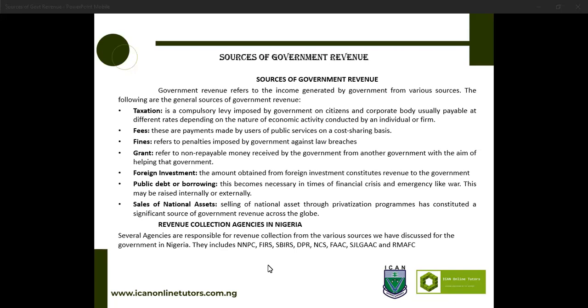We have the FAAC. These are committees that are saddled with the responsibility of allocating general income to the three tiers of government. They are the Federation Accounts Allocation Committee. We have the SJLGAAC, State Joint Local Government Account Allocation Committee, and we have the RMAFC, the Revenue Mobilisation and Fiscal Commission. So these are the major revenue collection agencies that we have in Nigeria.